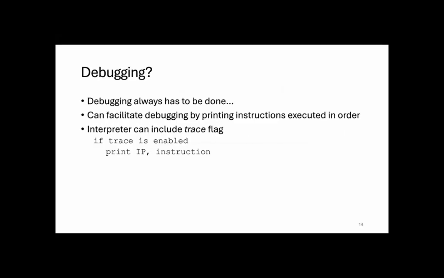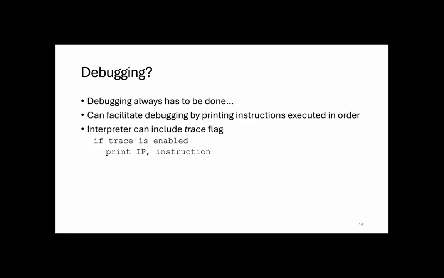One other feature we want to add to our language is the ability to debug, because it's always very important to debug the program. So we can facilitate debugging by printing the instruction execution in order, as it's executed. You print a trace for the execution itself, while it's happening in the interpreter. So it makes it much easier to trace our program.